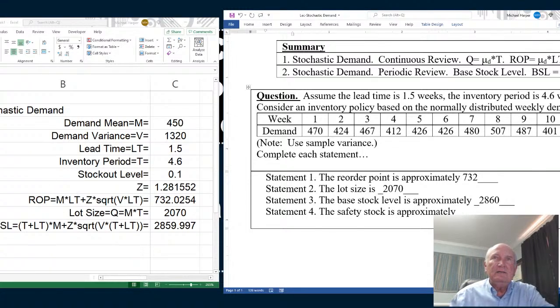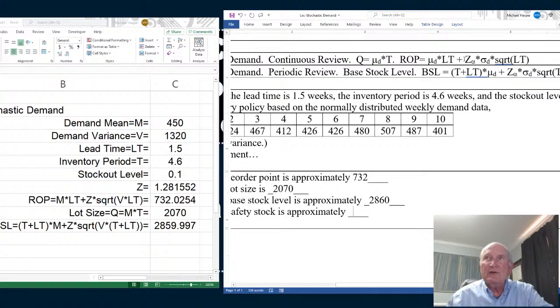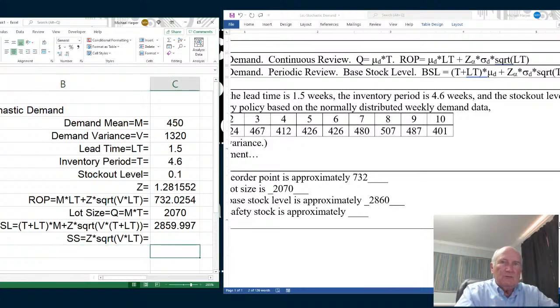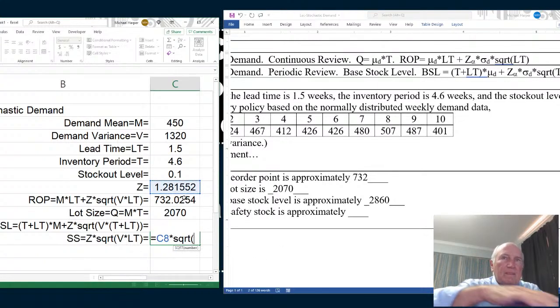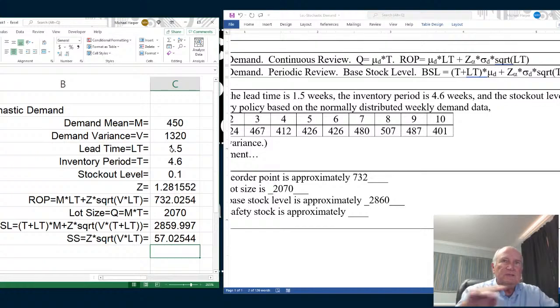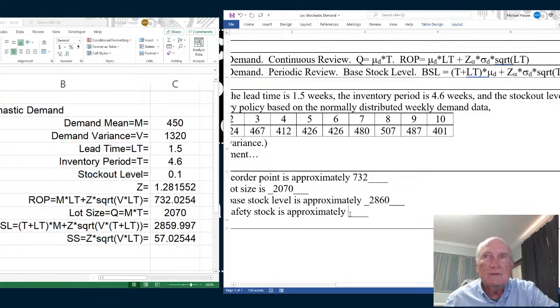Okay, I need to do that. The safety stock up here, let's see. That's the safety stock right there. Safety stock will equal the Z times the square root of V times LT. And so the safety stock for the continuous review equals the Z, there's the Z right there, times the square root of V variance times the LT, in parentheses, and it's approximately 57.